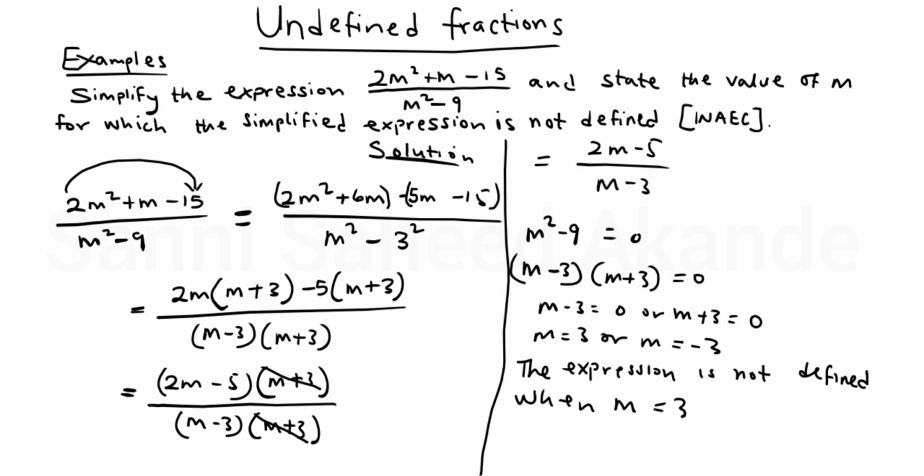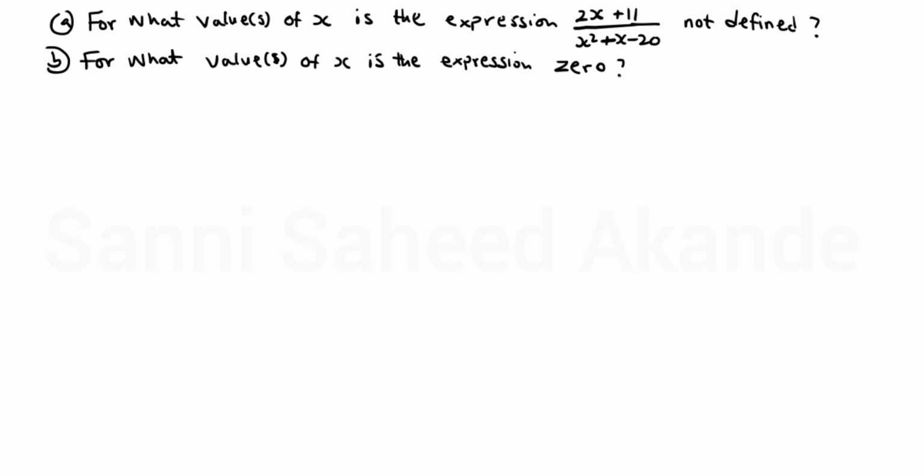Do you understand that? Okay, so let's quickly take a look at another question. The question says, for what values of x is the expression 2x plus 11 over x squared plus x minus 20 not defined? Then b, for what values of x is the expression 0? So we are solving this together very quickly.